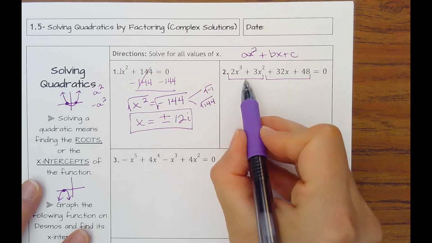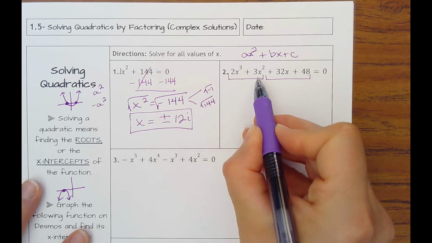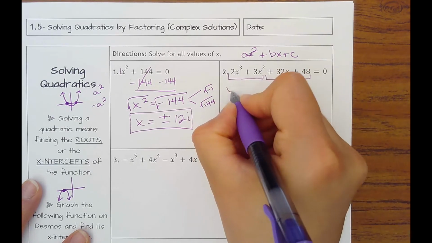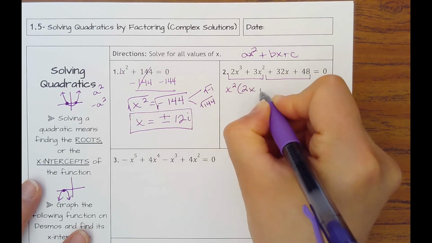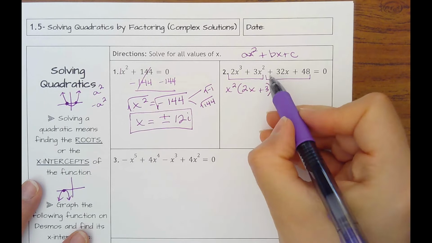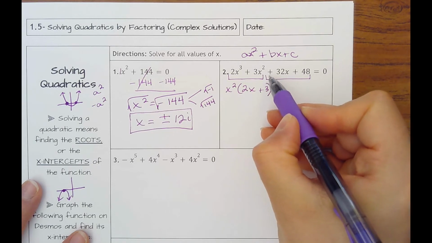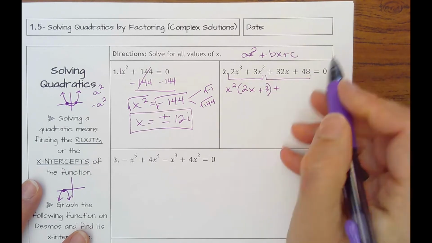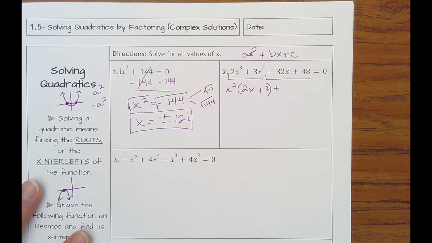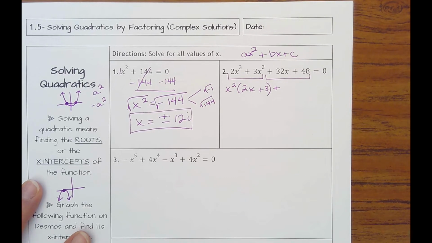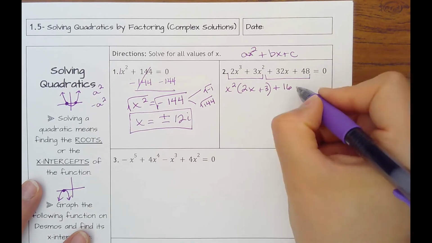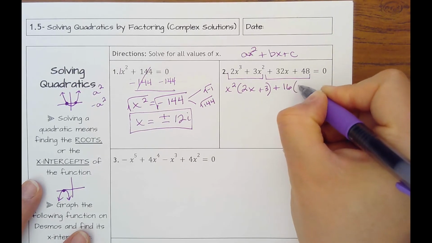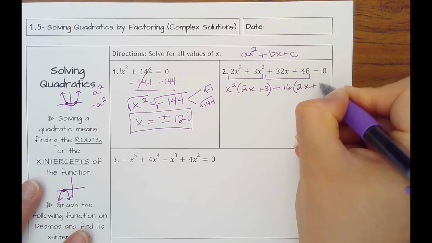That means out of the first 2 terms, what can I take out? Well, I can only take out an x squared. And that leaves me with 2x plus 3. The sign between the 2 middle terms is what you always bring down. What can I take out of 32 and 48? 16. And then that would leave me with a 2x plus 3.